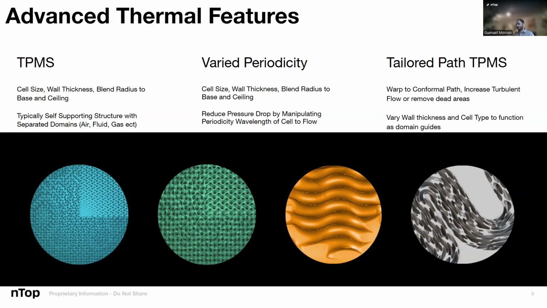But also tailored path TPMS, meaning when you want to warp a TPMS, either a gyroid or diamond cell, onto a complex path, that can also be done in nTop. And this is all powered basically by implicit modeling.